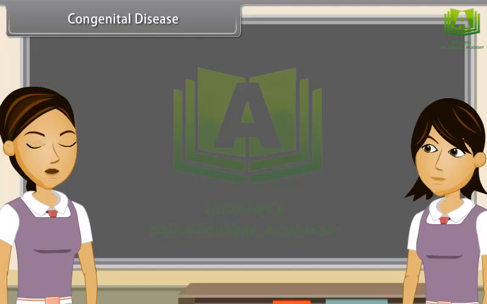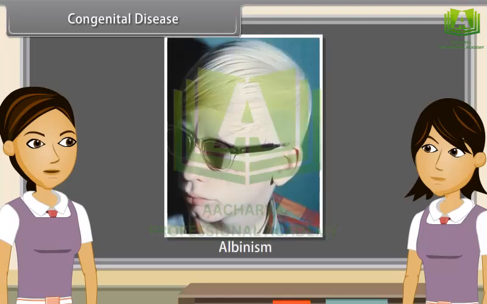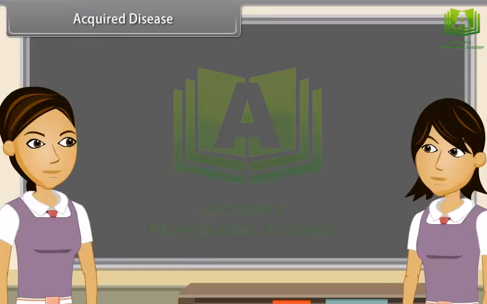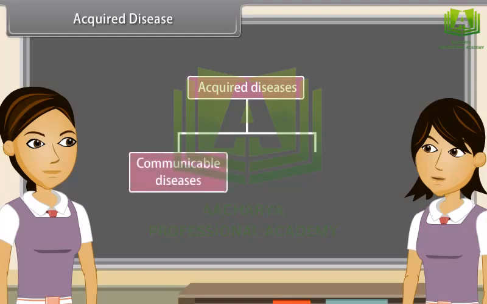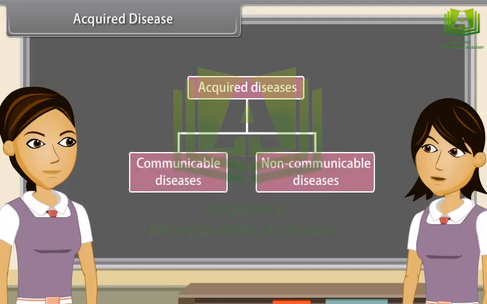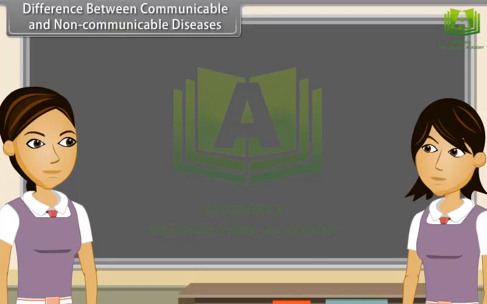Congenital disease. Congenital diseases are those which are present since birth. Example, albinism, hemophilia. Acquired disease. Yes, I know that acquired diseases occur only after birth and hence they are non-inherited. But acquired diseases are of 2 types: communicable diseases and non-communicable diseases. Example, influenza.